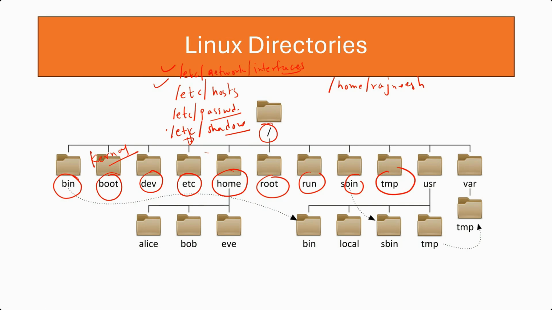Now next we have usr, user. Okay, so this consists of user programs, libraries, documentation, and source code. So we, as digital forensic specialists, should always keep an eye on it, because this consists of user-installed applications and utilities as well, right?